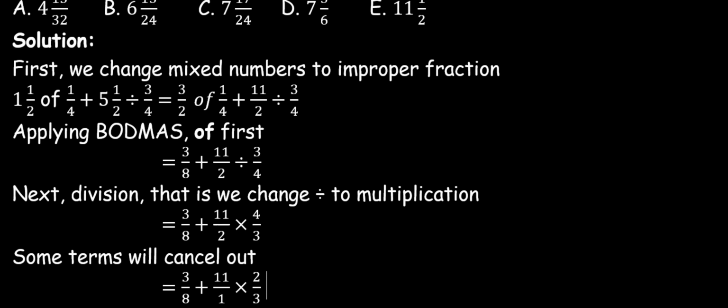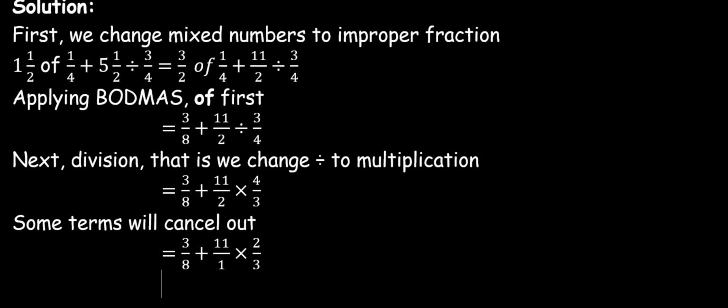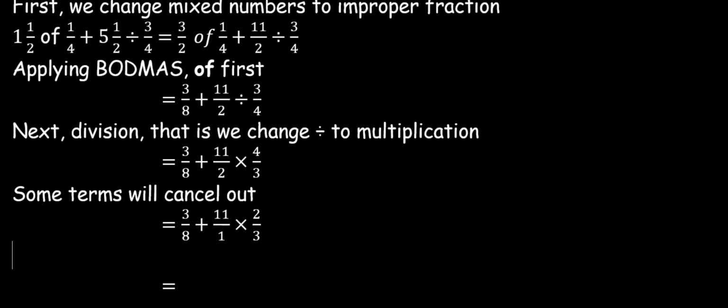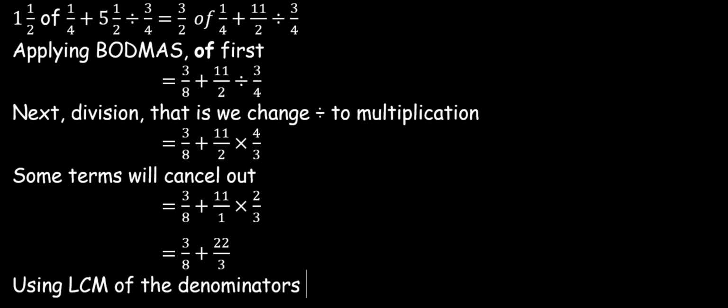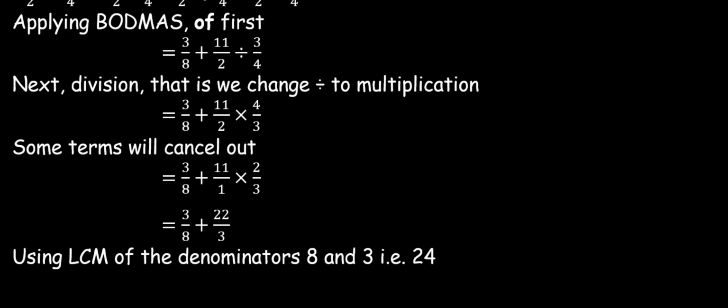Next, we can now multiply out the last two fractional terms, and that will give us 22 over 3. 2 will multiply 11, 22 divided by 3. So we have 3 over 8 plus 22 over 3. We can now use the LCM of the denominators 8 and 3, which is 24. And that will give us, in our denominator, 24, and at the top, 8 divided into 24 will give you 3.